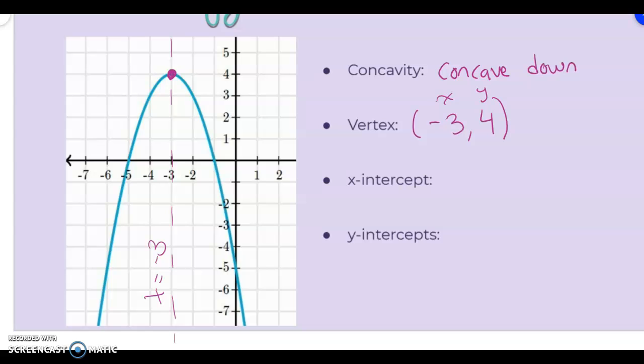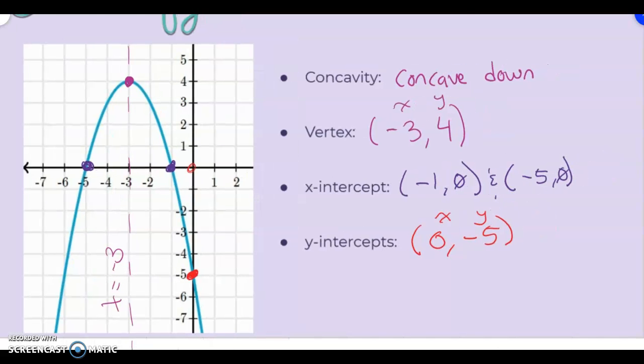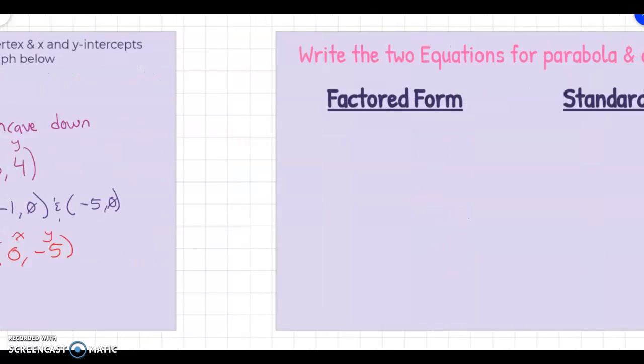Ooh, do I have an x-intercept? Well, let's see. If I follow my parabola or even my x-axis, I can see it hits here and here. So one of my x-intercepts is negative 1, 0, and my second one would be negative 5, 0. Now my y-intercept, I'm going to follow along my y-axis here. Oh, hey, look. Boom. I have a y-intercept of 0, negative 5, because on my x-axis, I'm not moving anywhere left or right starting at 0, 0. I'm just moving down. So now let's practice more problems here that might be on your test.